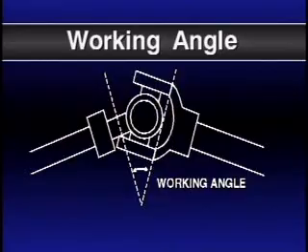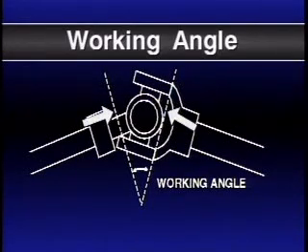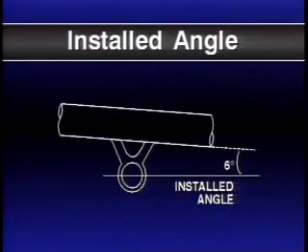The working angle of a U-joint is the angle of one U-joint yoke, or the shaft connected to the U-joint, in relation to the other yoke or shaft. Imagine 2 lines perpendicular to each yoke. Where those lines meet, they form the working angle. An installed angle is the angle at which the driveline element is installed. It is the angle between a horizontal line and the driveline element, as shown here.